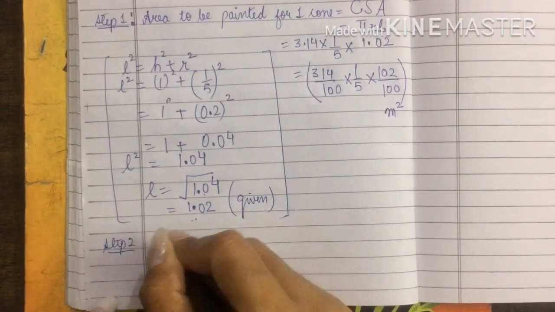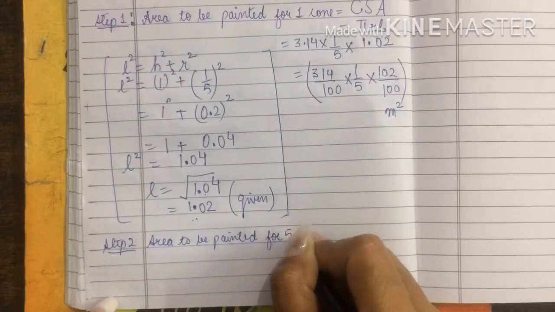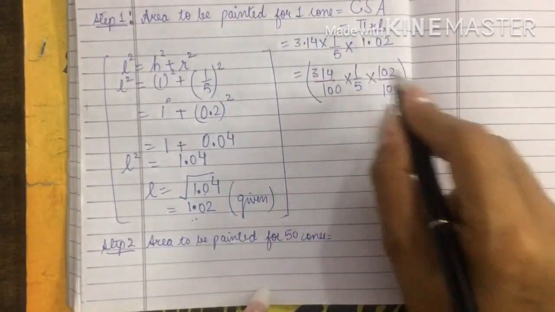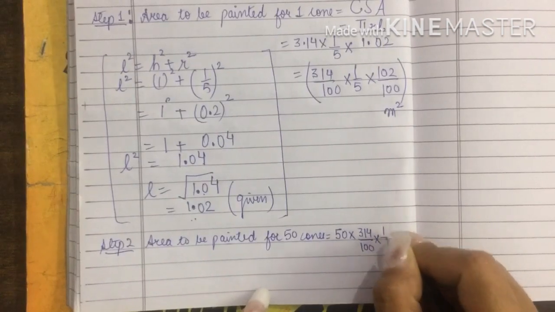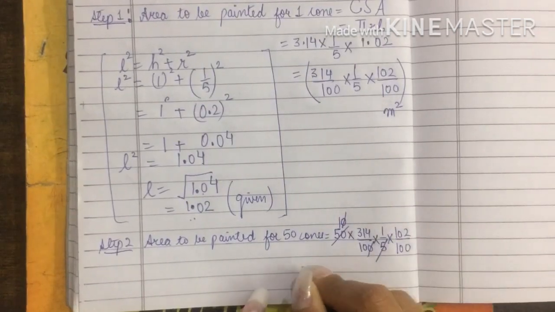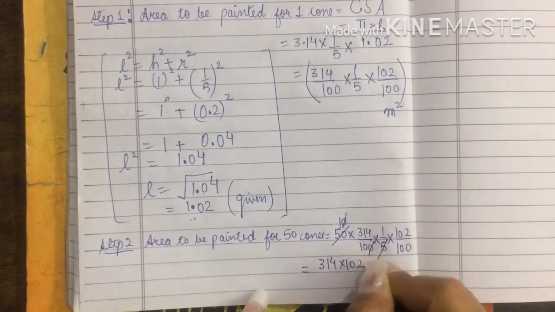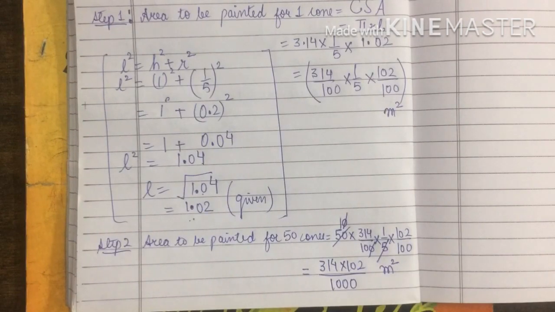Step number 2, the area to be painted for 50 cones. This is the area for 1, and it will be multiplied by 50. So 50 into 314 over 100 into 1 by 5 into 102 over 100. This 0 gets cancelled. So I have 314 into 102 over 1000 meter square. If I had to find the area to be painted, I would have simplified this answer. But since the area to be painted as such is not asked in the question, I am not simplifying this again. I'll use this as such for the next step.